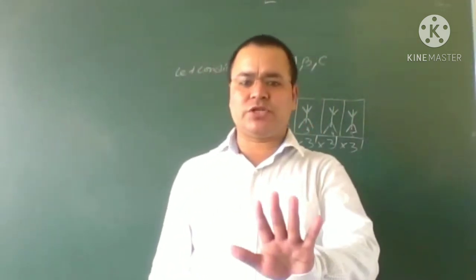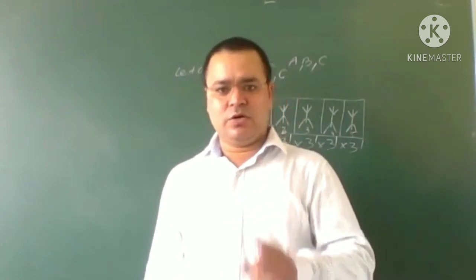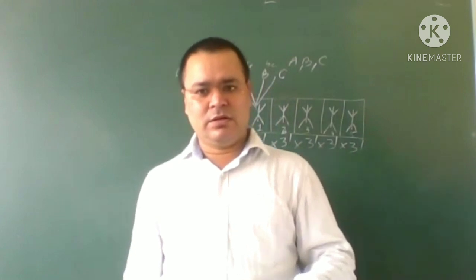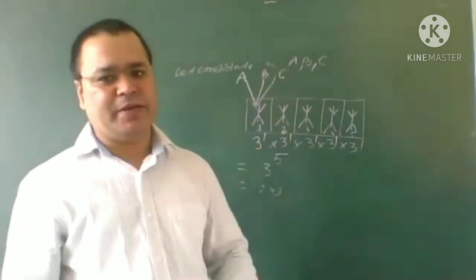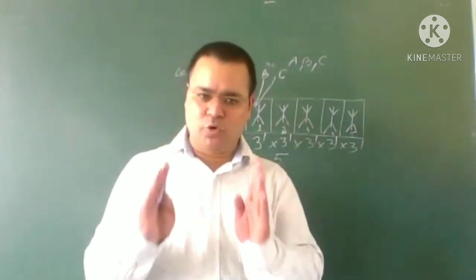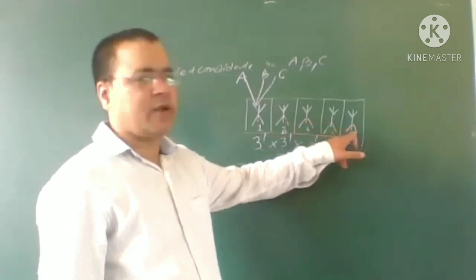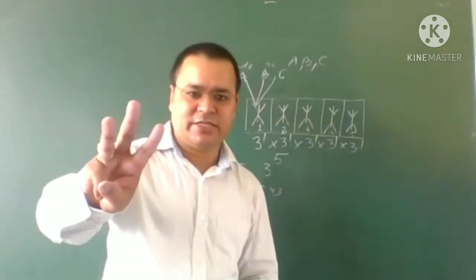Getting? Do you understand this question? Question number 32, the first part. Do you understand? Once again, I am going to repeat. Listen here. There are 5 voters. Okay? Voter first, voter second, voter third, voter fourth, voter fifth. And there are 3 candidates.